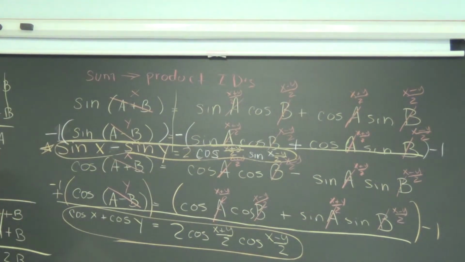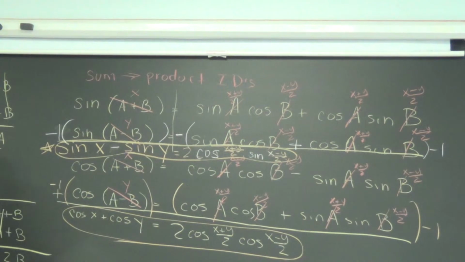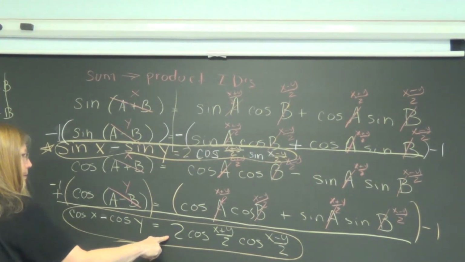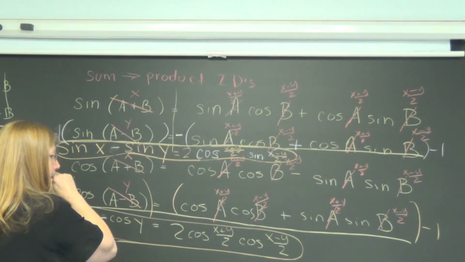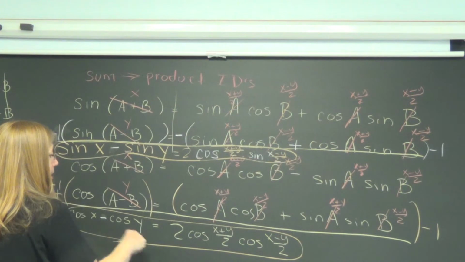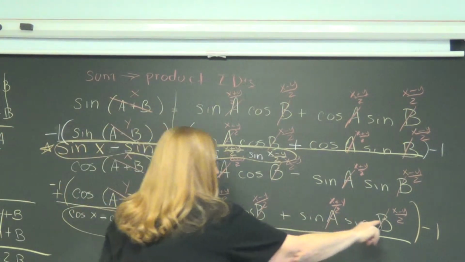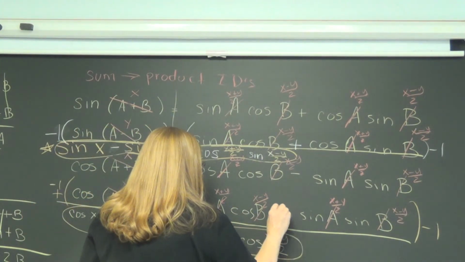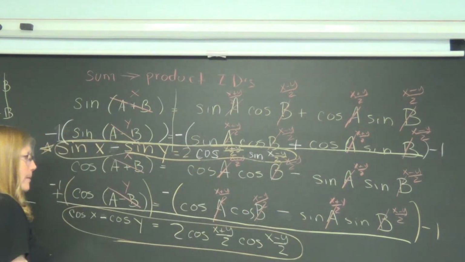So Zach, talk me through that. What happens on the left? It becomes cosine x minus cosine y equals 2 cosine of x minus y over 2 cosine of x plus y over 2. Say that last one again. Because remember, I'm multiplying this by minus 1, so this becomes minus, and this becomes minus. Now I'm adding these two. So what am I getting?